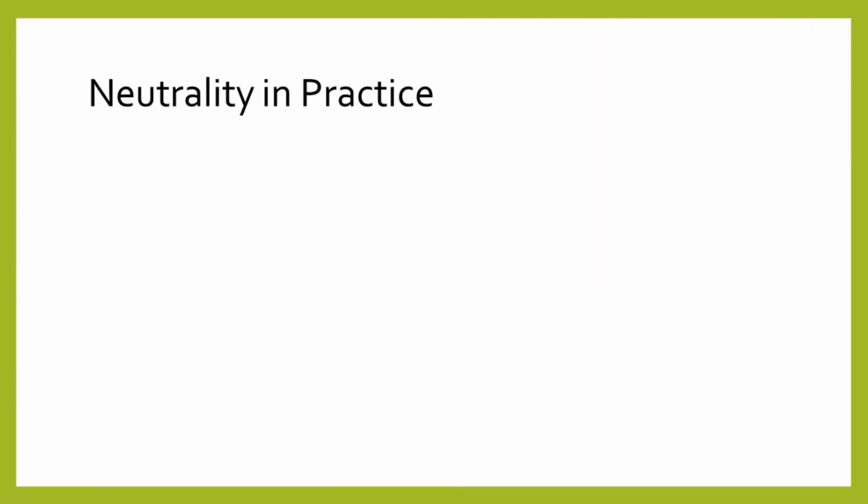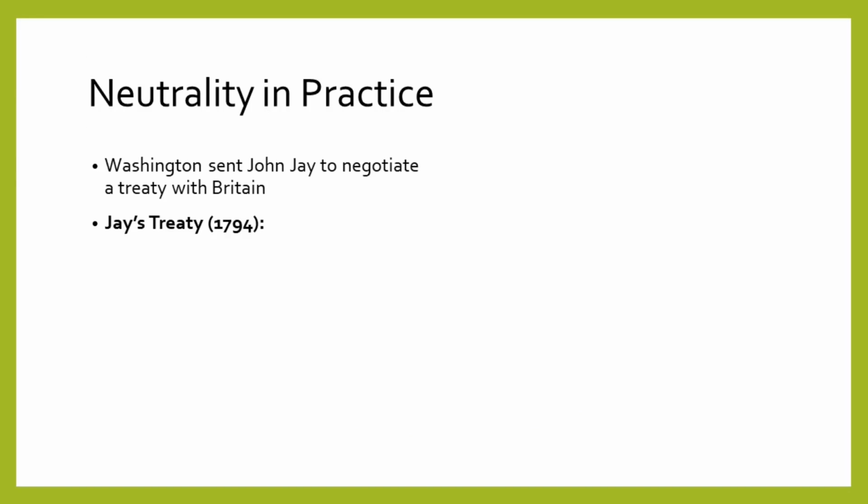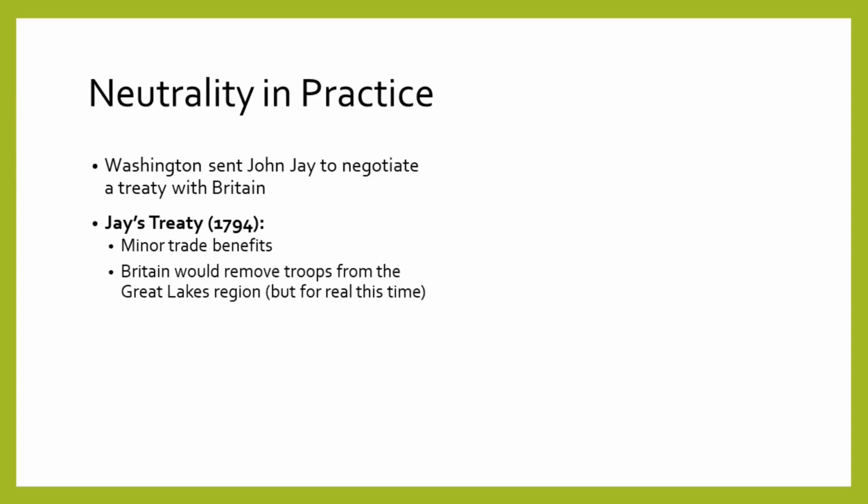Ignoring the Republican calls for war, Washington sent John Jay to negotiate a treaty with Britain. The result was kind of lackluster overall, but Jay did manage to win some minor trade benefits in the Caribbean, and the British agreed to finally remove their troops from the forts around the Great Lakes they said they would abandon at the end of the Revolution.